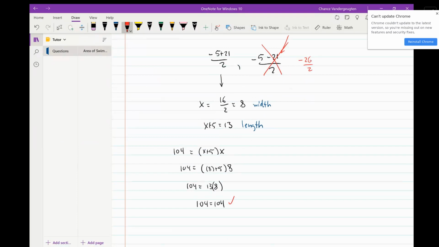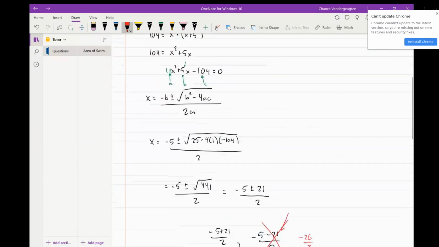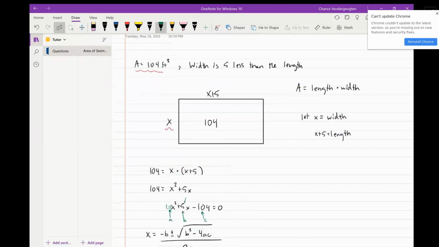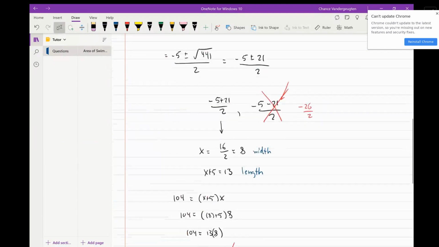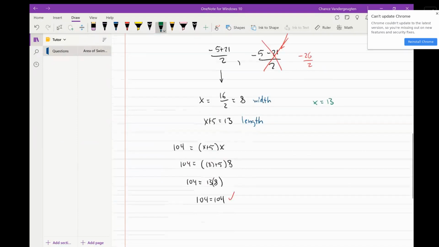So that's right. Now, if you did it the other way around, so like instead you did x equals the length, what would happen is for the width, you would do x minus 5 because the width is 5 less than the length. And you'll still go through this whole process, but instead of getting x equals 8, you'll end up getting x equals 13. And then the x minus 5 equals 8, and you end up with the same answer.